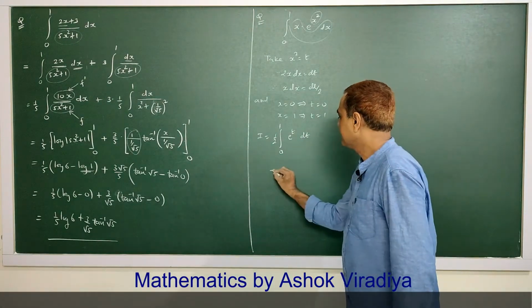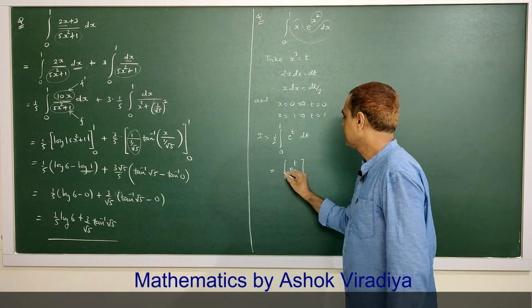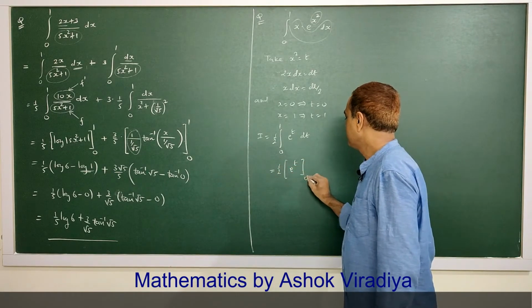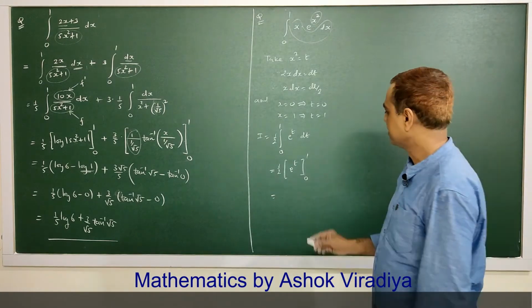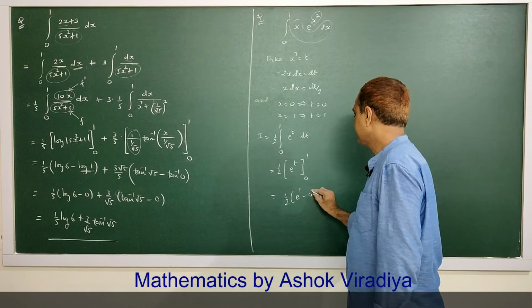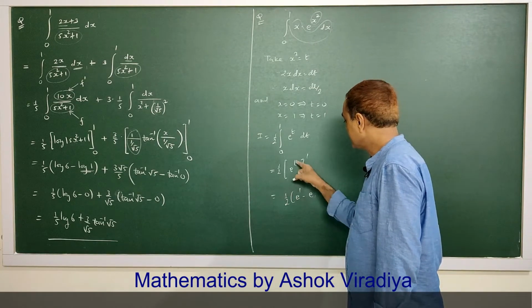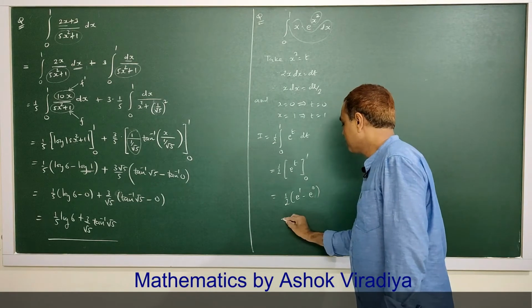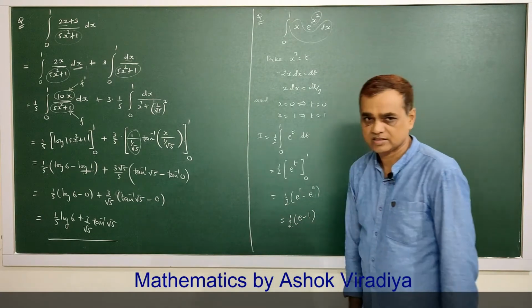Now its integral is, the integral of e raised to t is e raised to t. Put here 1 by 2, limits 0 to 1. So this is 1 by 2 into e raised to 1 minus e raised to 0. So this is 1 by 2 into e minus 1.